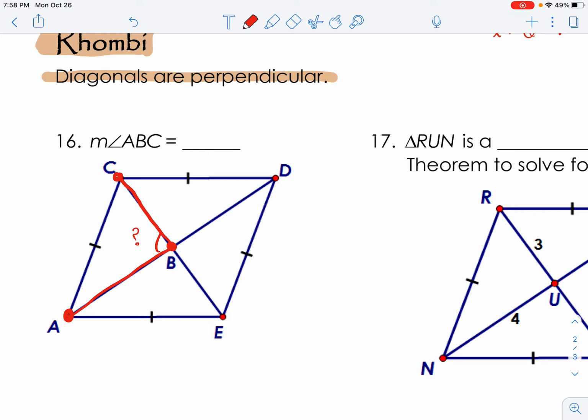Well, again, the property we're using is that the diagonals are perpendicular. So what does that mean? Perpendicular means that they meet at a 90-degree angle. So all of these angles are right angles, which are 90 degrees.